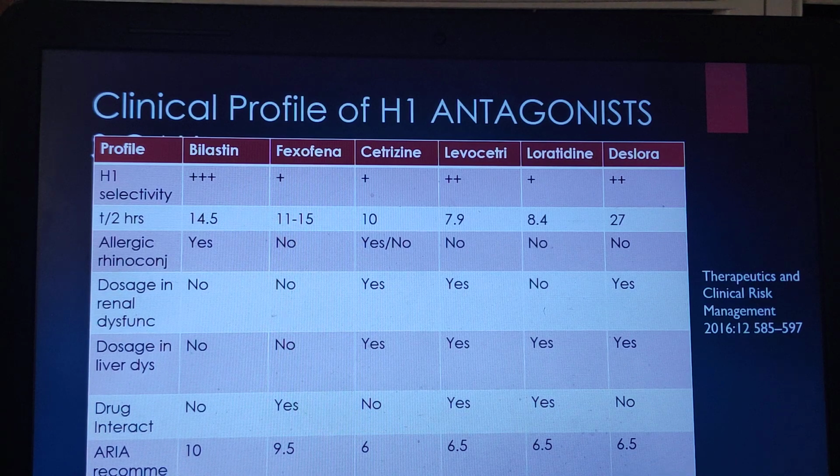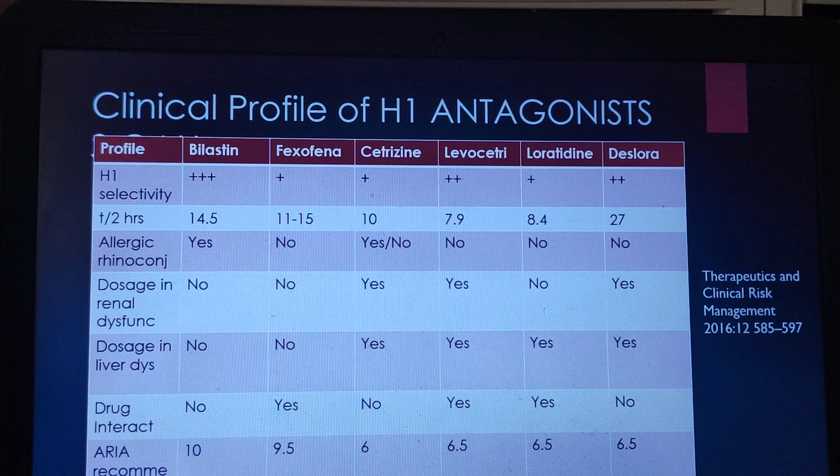Another important aspect in safety is renal dysfunction, liver dysfunction, etc. So there are certain advantages and disadvantages of each. Fexofenadine and bilastine are safe in renal and liver dysfunction. The drug interaction is not seen with cetirizine as well as with bilastine, and also with desloratadine, whereas fexofenadine may have certain drug interactions. And there are so many other points, like use in pregnancy and others.